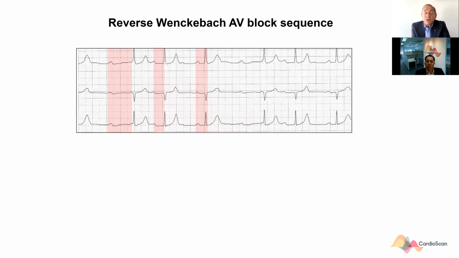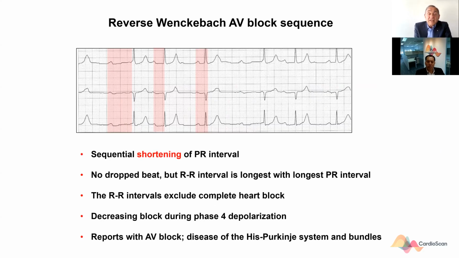And to finish off, let's have a look at a reverse Wenckebach AV block, because they exist as well. You can see then that in sequences, there is a long PR interval, shorter and shorter again, but no drop beat. And that's a feature of reverse Wenckebach AV block sequences. It's a sequential shortening of the PR interval, no drop beat. The RR interval is the longest at the beginning, and the RR intervals are quite irregular, as you can see. This excludes complete heart block.